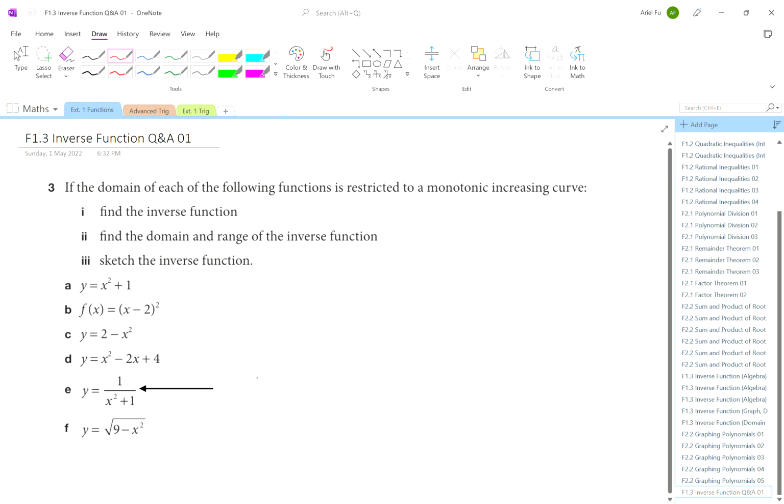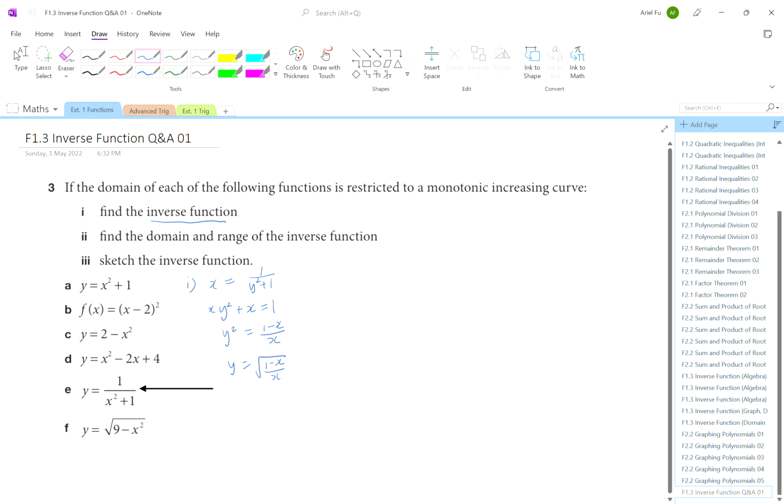Let's look at question 3e. You are supposed to find three things. First, the inverse function. To find the inverse function, I'm going to swap the x and y. So x equals 1 over y squared plus 1. Making y the subject of the formula, you're going to get this. And then y squared is equal to (1 minus x) all over x, and y equals the square root of (1 minus x) over x.